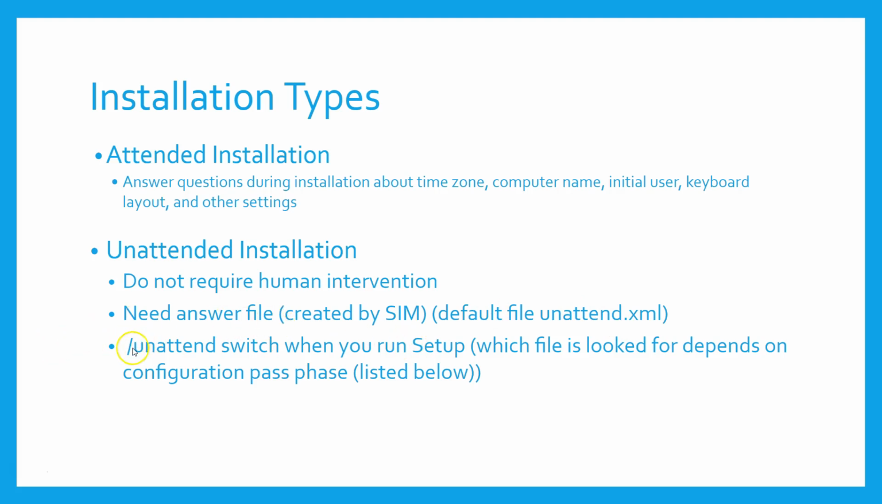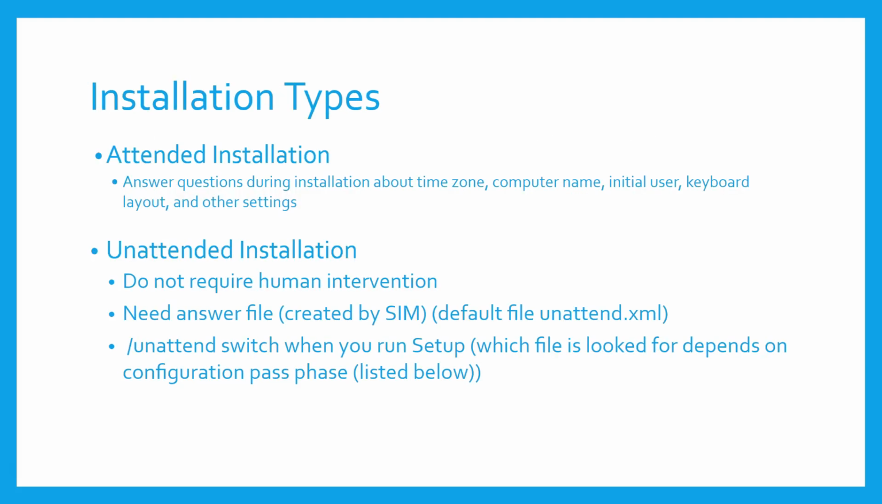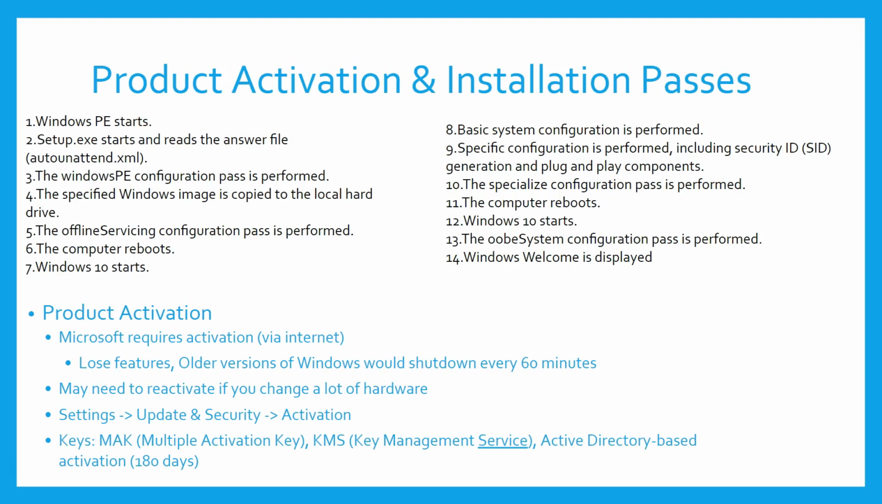If you run setup with the unattend switch, it will start doing an unattended installation. It will look for unattend.xml as the default, though after the switch you could also specify a different file name if you want. Essentially, this XML file is an answer file that has all these answers, so it won't pester you. You don't have to click on anything during installation. You can walk away, and when you come back after all the passes, which we'll talk about in a sec, Windows will be ready to go.